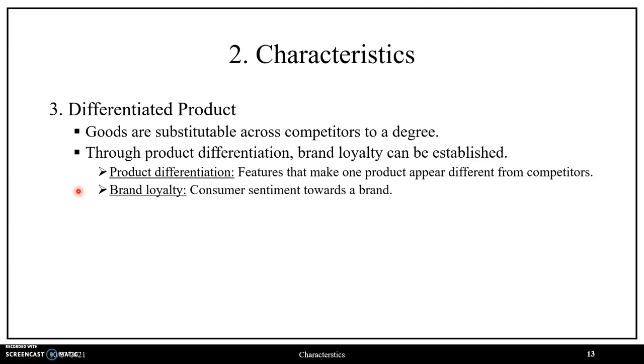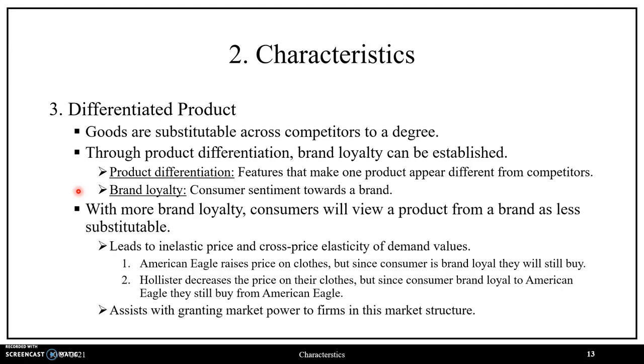Through these things that are different across each of the brands, there are some differences across the chicken sandwich that alter its taste, which will then allow consumers to value one chicken sandwich from a chain more so than the others, allowing for brand loyalty. With brand loyalty, consumers will view a product from a brand as less substitutable than others, where overall this will lead to the consequence of inelastic price as well as cross-price elasticity of demand values.